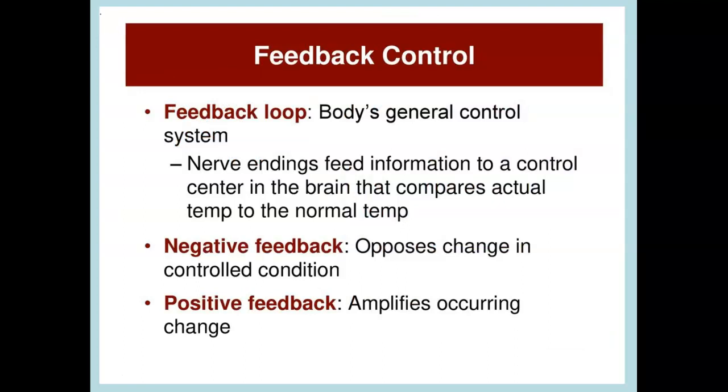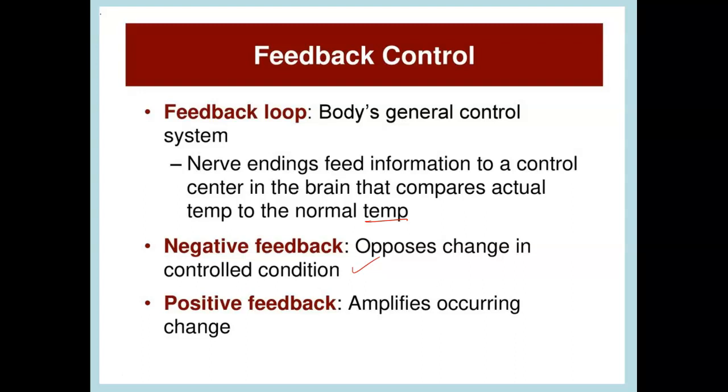So feedback loop is the body's general control system. Nerves help give information to the brain, and the brain is going to be comparing information between the external world and the internal world. One of the greatest examples we have is body temperature. If the brain notices that there's a difference between the outside and the inside of the body, negative feedback loops are going to kick in to oppose the change in body temperature. So let's say you go outside and it's cold and your body starts cooling down. A negative feedback loop is going to increase your body temperature.